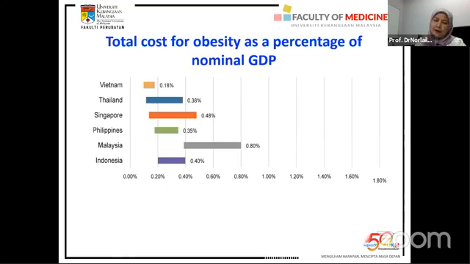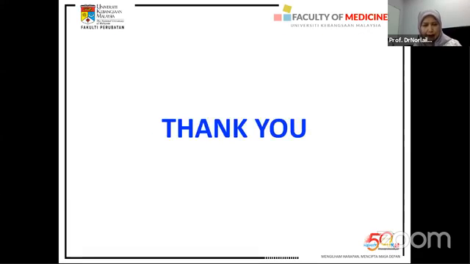So really, there is a lot that needs to be done with regards to obesity in Malaysia. Of course, studies and a lot of prevention still need to be done, even at an earlier stage, when they are much younger, as children and adolescents, because they go on to have a problem with obesity as they go into their adult life. Thank you.